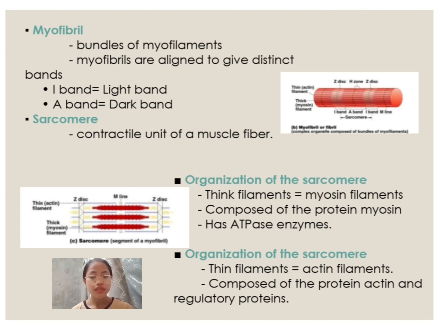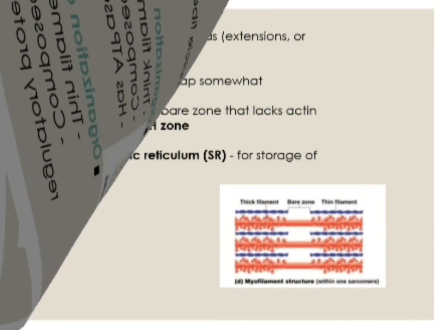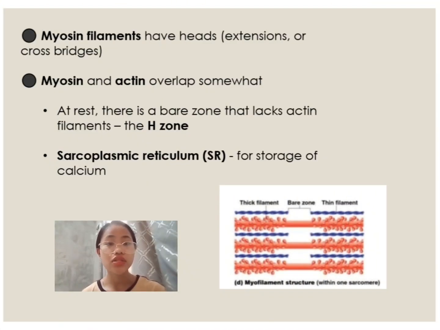Organization of the sarcomere. Thick filaments, or myosin filaments, are composed of the protein myosin, which has ATPase enzymes. Thin filaments, or actin filaments, are composed of the protein actin and regulatory proteins. Myosin filaments have heads, extensions, or cross bridges. Myosin and actin overlap somewhat. At rest, there is a zone that lacks actin filaments, the H zone. Sarcoplasmic reticulum is for storage of calcium.